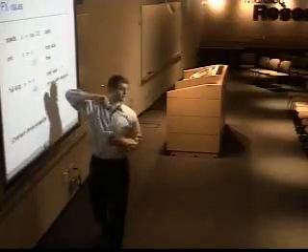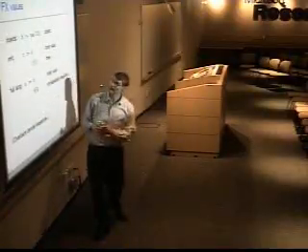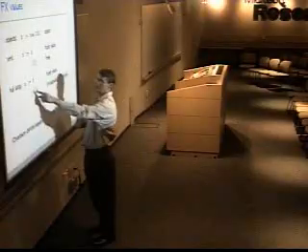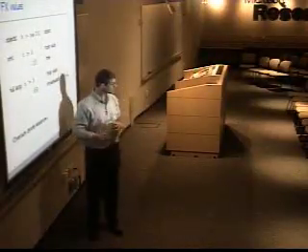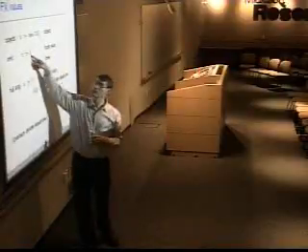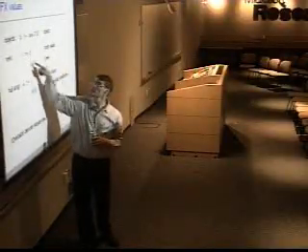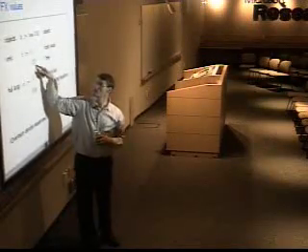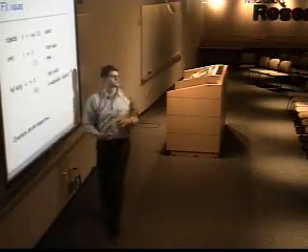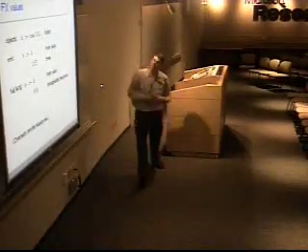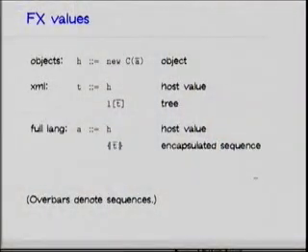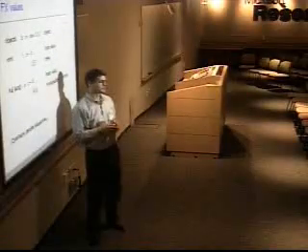Then we have the XML things. XML things are sequences of atomic XML things. Atomic XML things are host language values, these are the leaves, and labeled sequences of XML things. And then, again, in the full language, the values are the original values plus bracketed sequences of XML things.